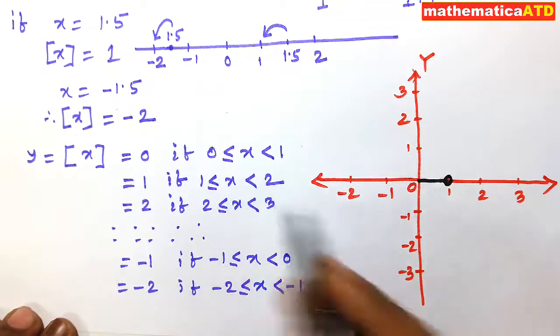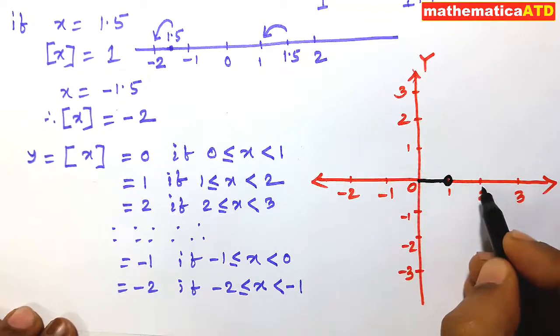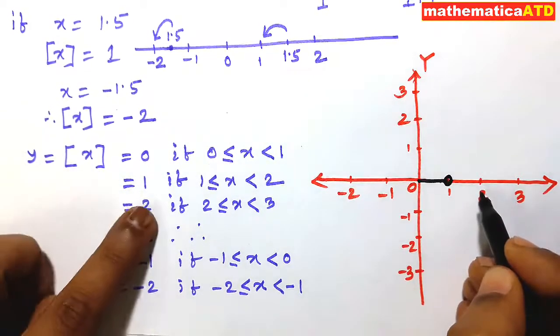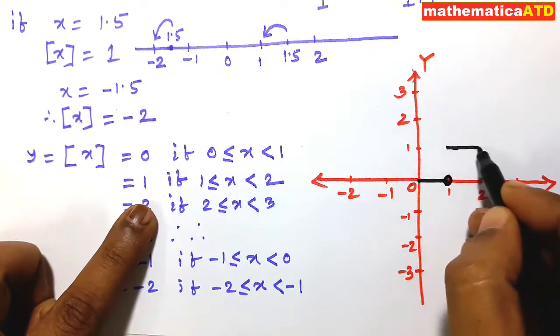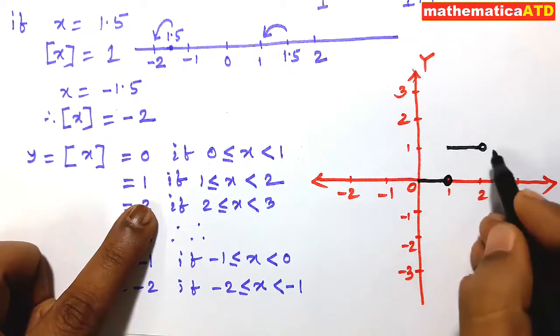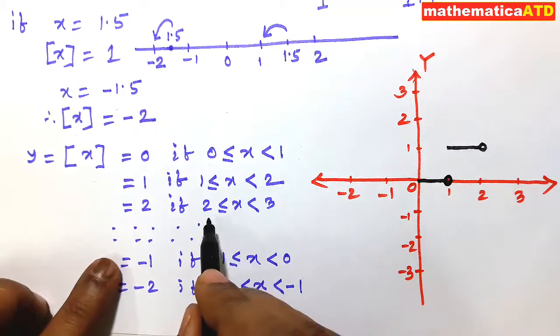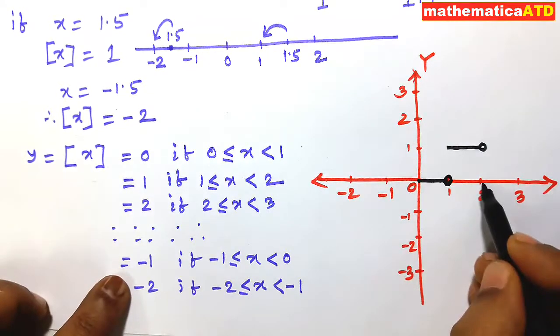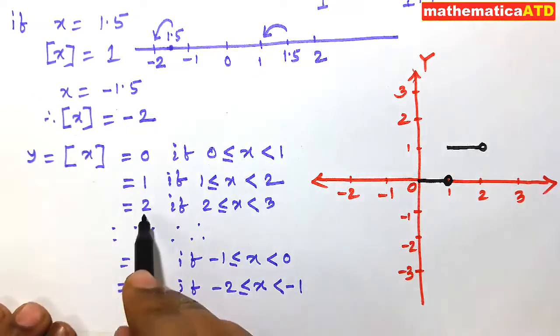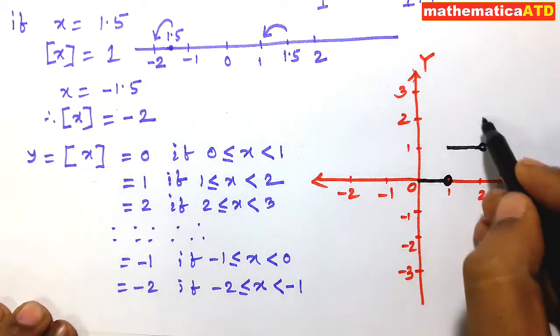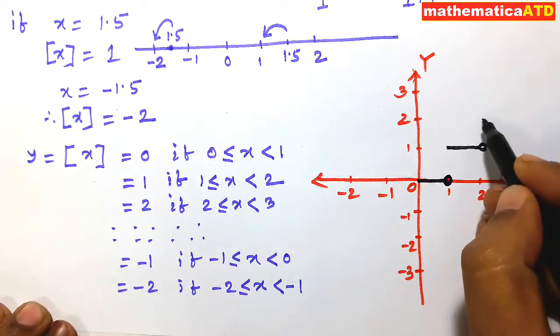Now from 1 to 2, the value of the function y is equal to 1. So 1 unit above. So this is like this. From 2 to 3, the value of this function y is equal to 2. So 2 units above.